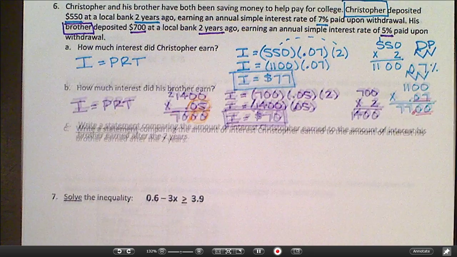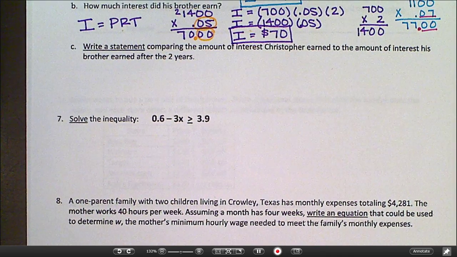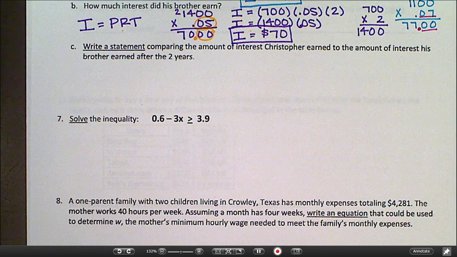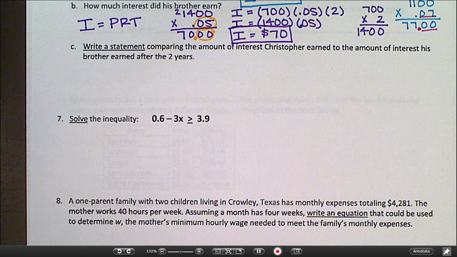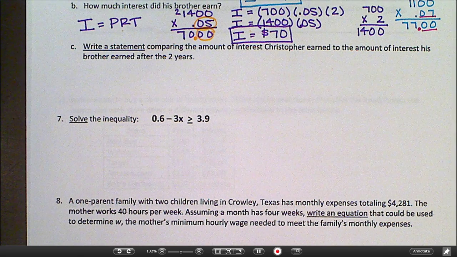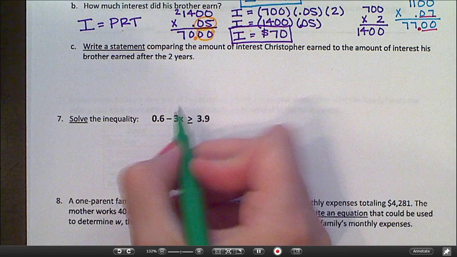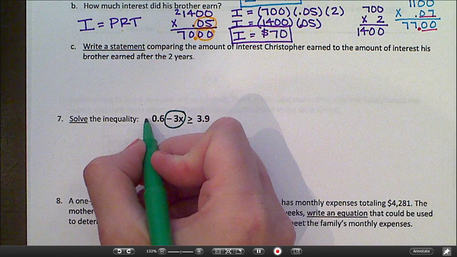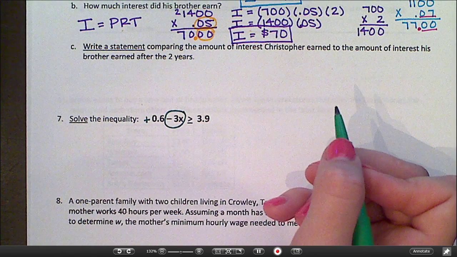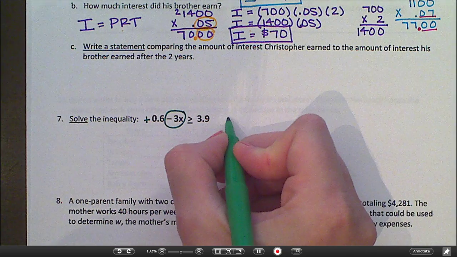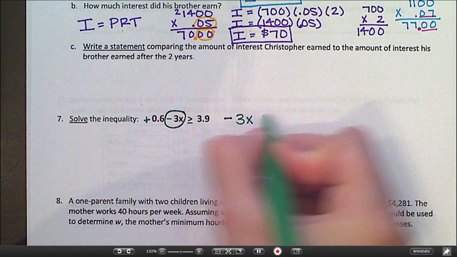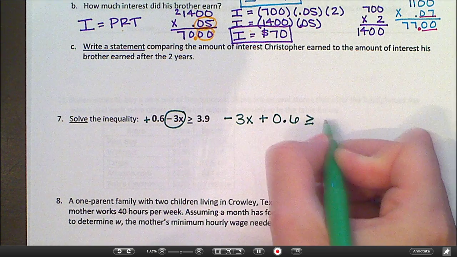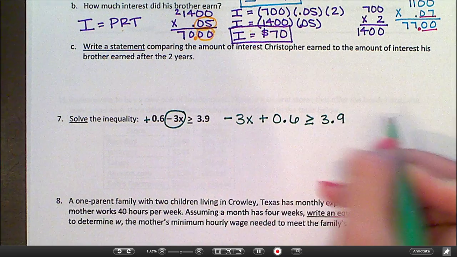Okay, let's look at number 7. Solve the inequality. If you want to rewrite this, you can. The negative has to stay with your 3x. This is a positive 0.6. So I'm going to rewrite this as negative 3x plus 6/10 is greater than or equal to 3 9/10.